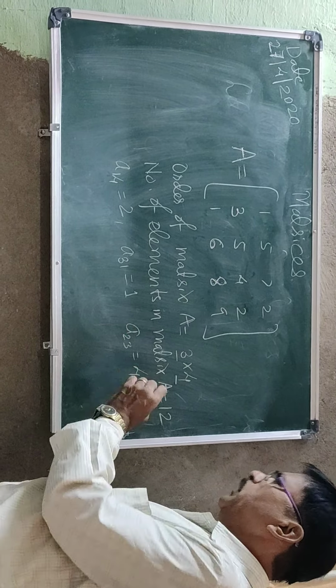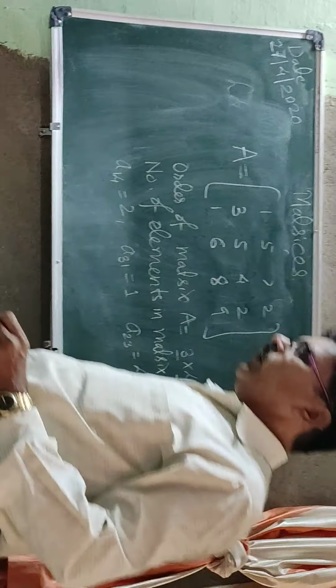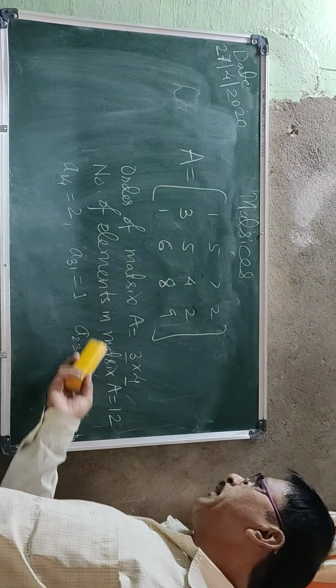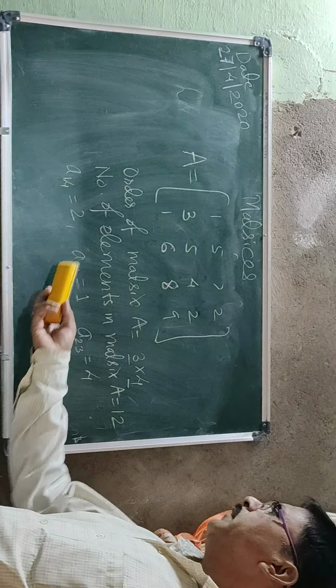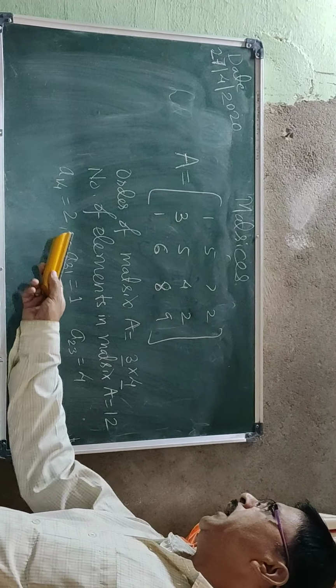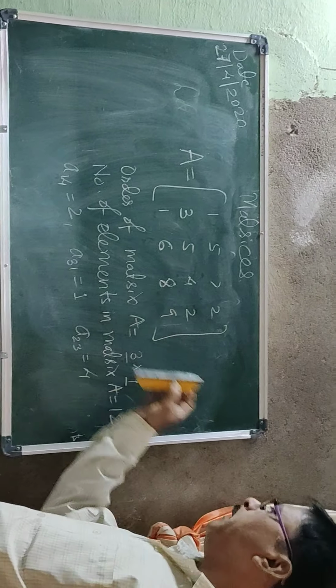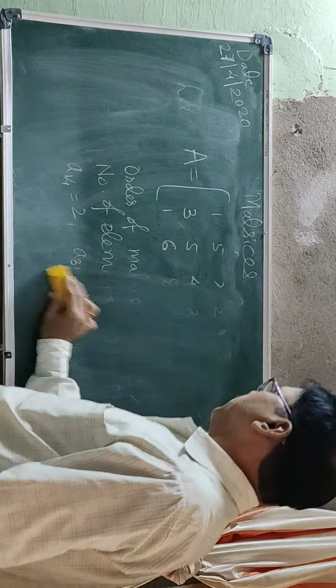So A23 represents 4. In this way we can write the order of a matrix and the number of elements in a matrix, and we denote elements like A14, A31, A23. We can denote any element in the given matrix.